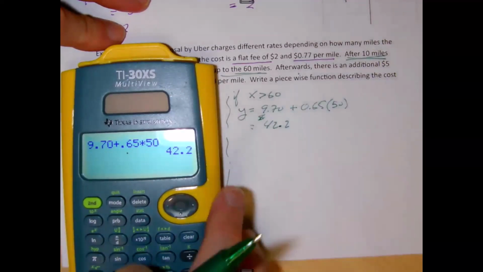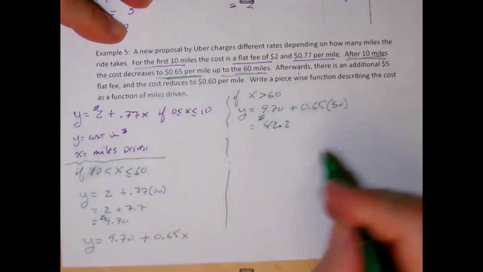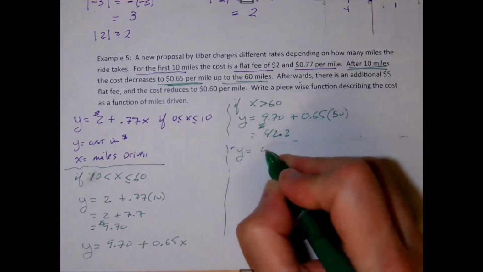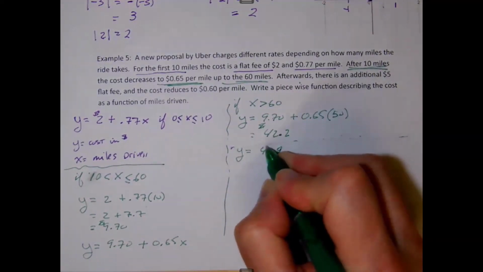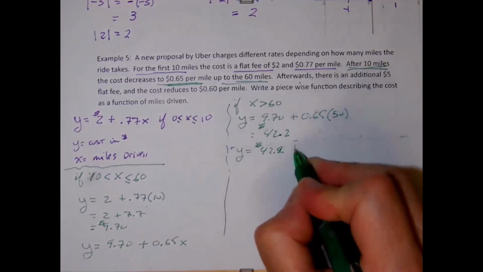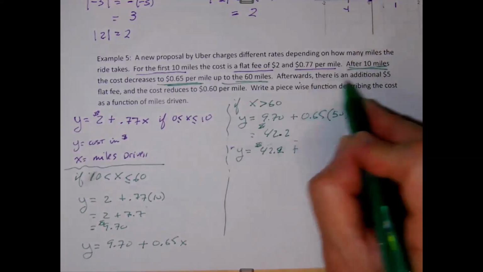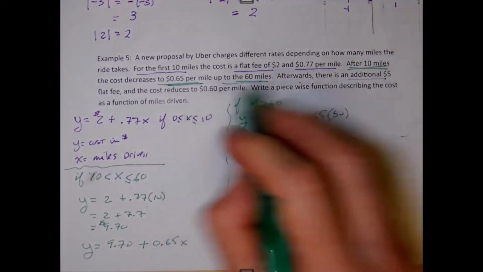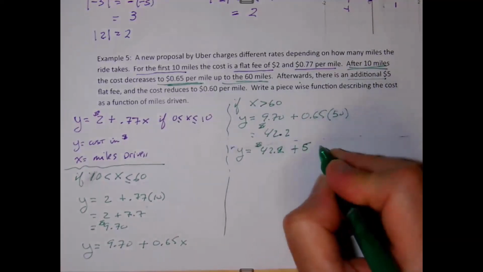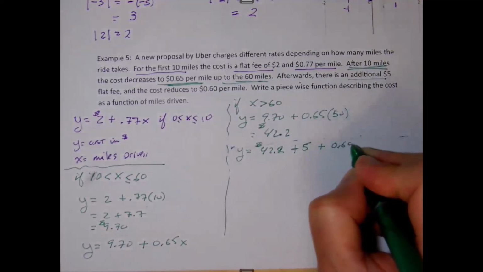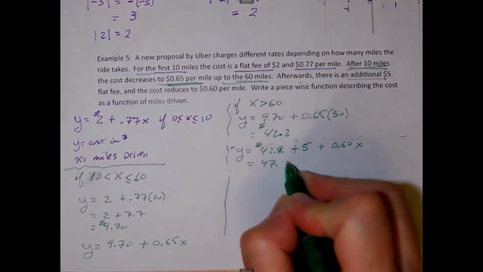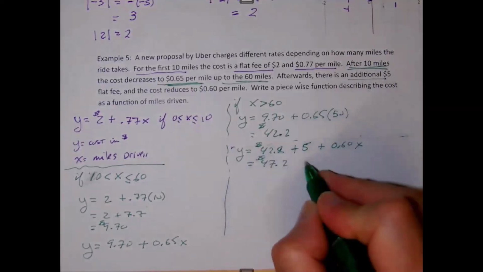I need to figure out how many miles additionally I have driven, which is 42.20. And then my function is going to be this: $42.20, because now I'm going beyond 60, plus afterward there's an additional $5 flat fee and contribution. So I need to add to that my additional flat fee of $5, and after that is 60 cents per mile. So this comes down to $47.20. A big jump.